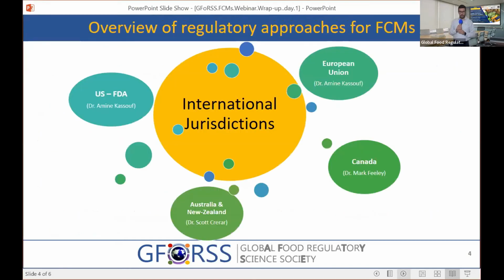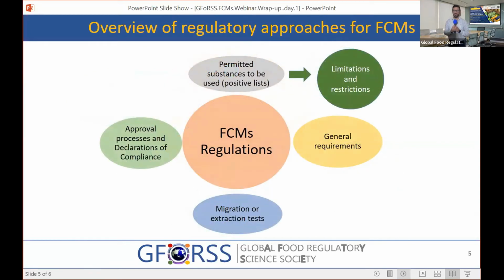And then we had a presentation, or effectively 3 presentations related to the international regulatory framework of the food contact material topic. So we had 2 presentations given by myself on the European Union framework and on the US FDA framework. And then Dr. Mark Feely presented the approach of Health Canada related to this topic. And then Dr. Scott presented the approach from the point of view of Australia and New Zealand.